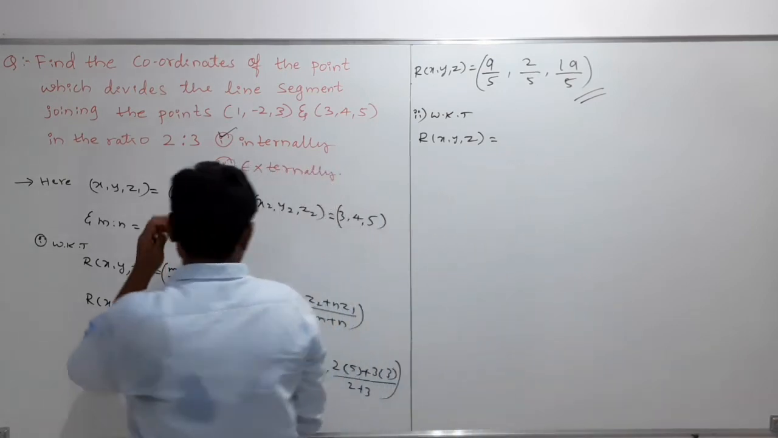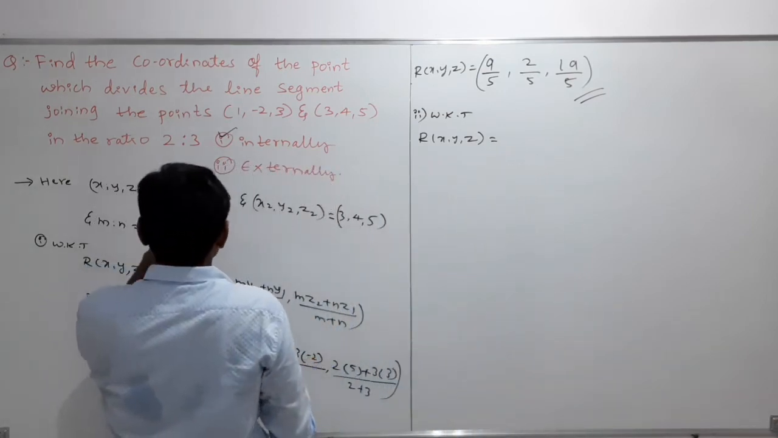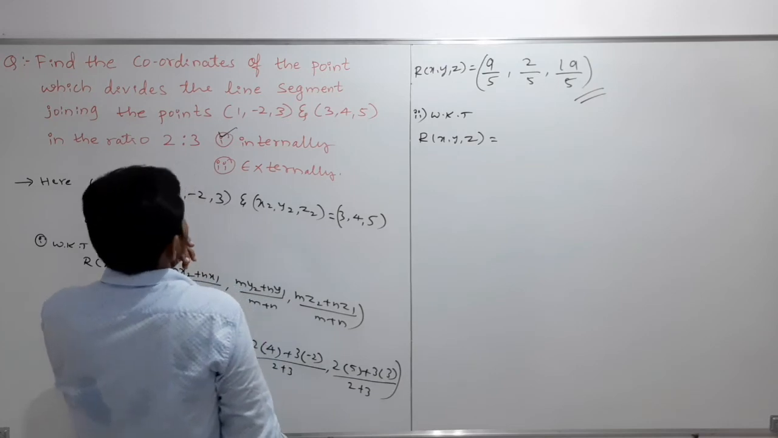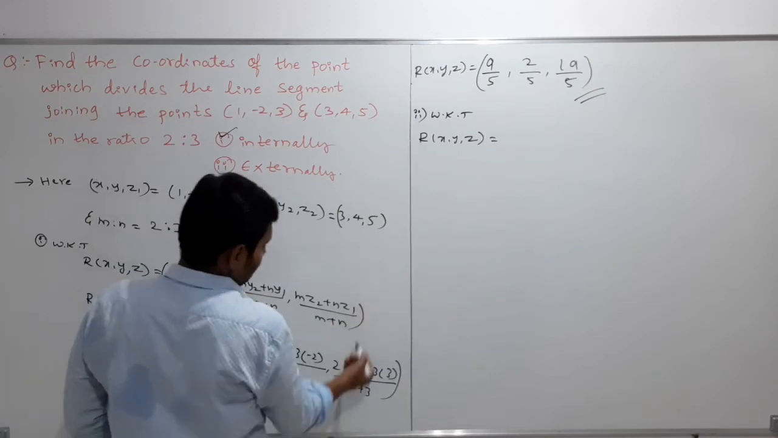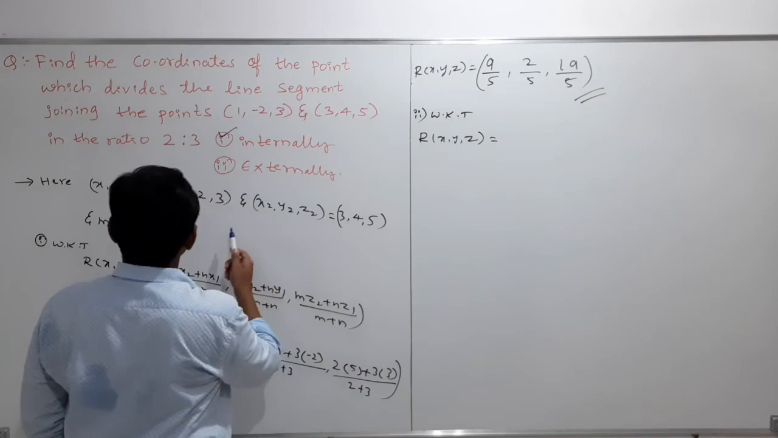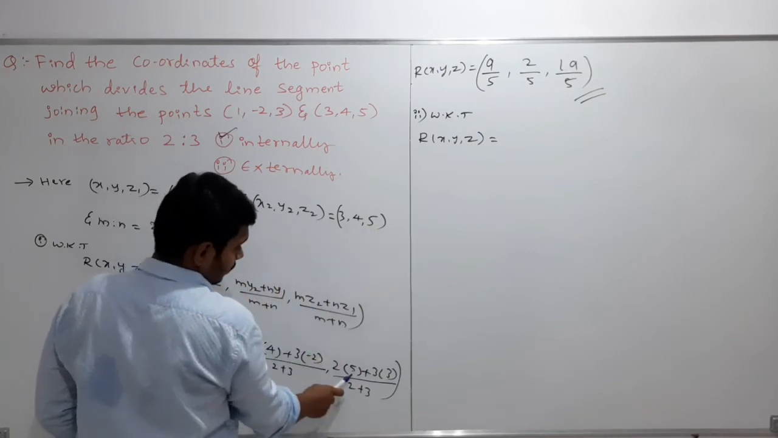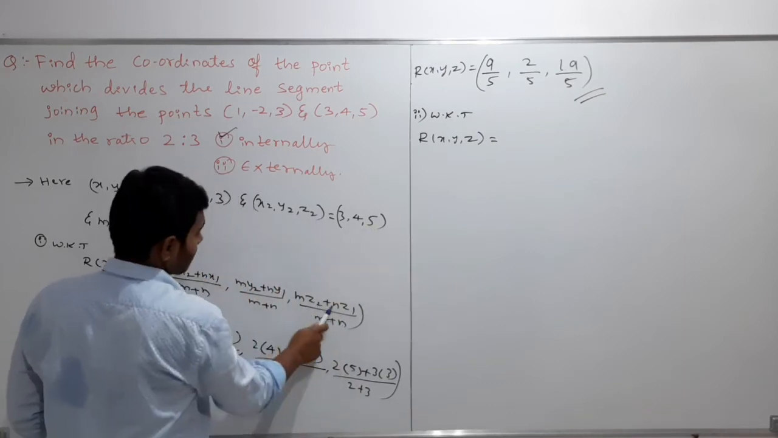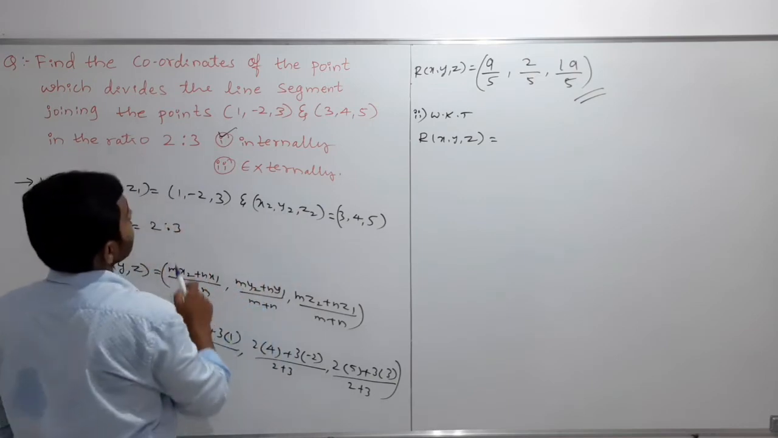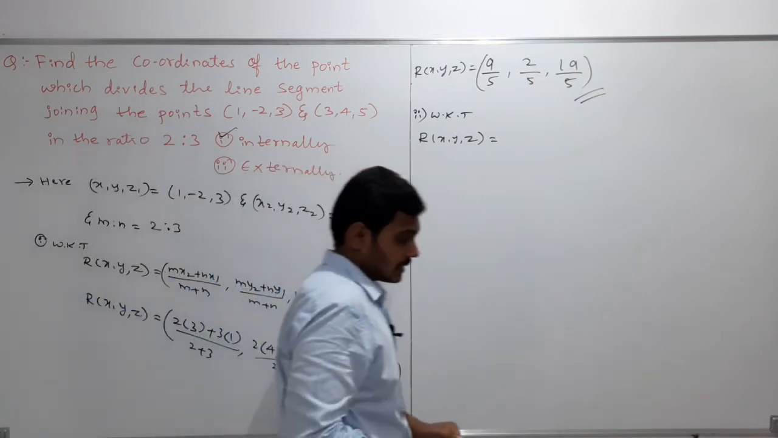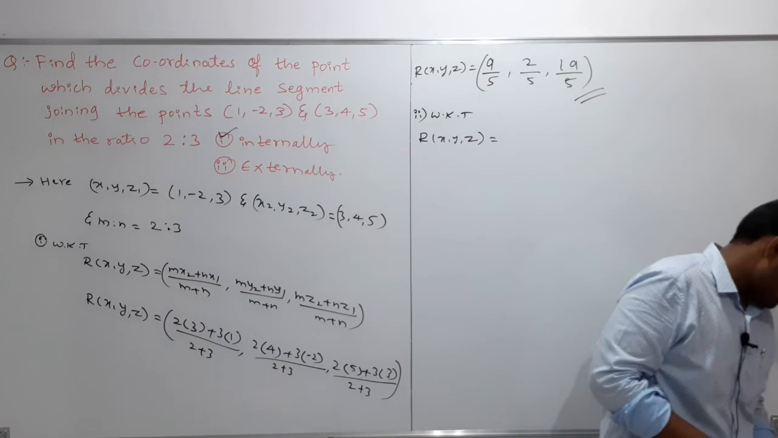Before that, my dear students, please observe what the value will be here. Let me check once: m times the z2 value, which is 5, and n is 3, and the z1 value is 3. So I hope you understood.